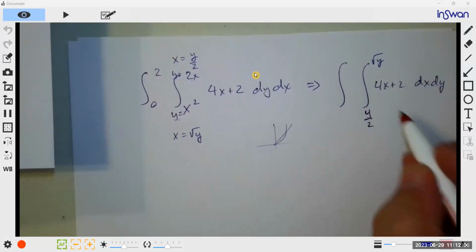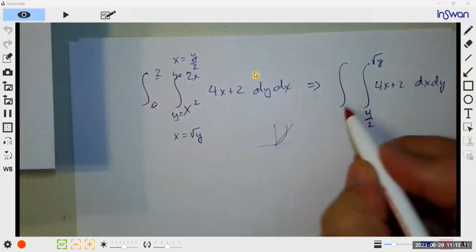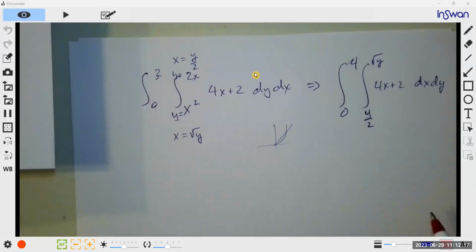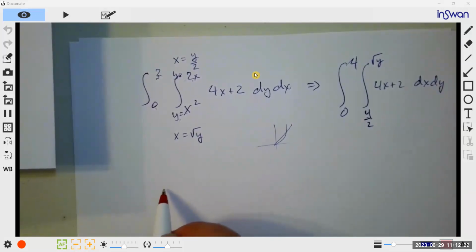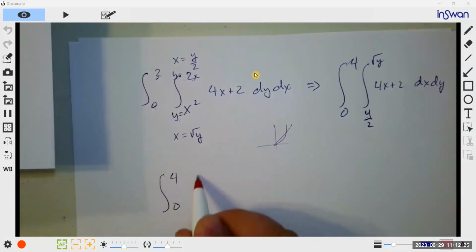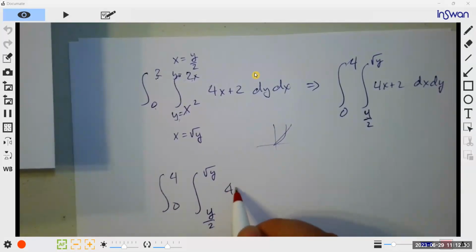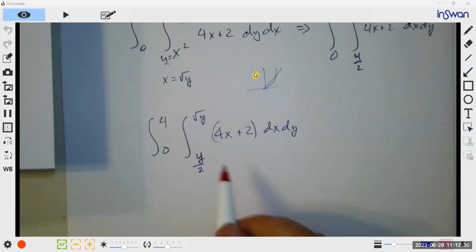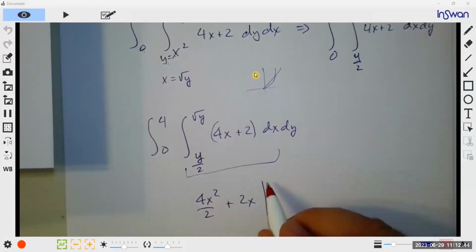And the bounds again, now, since our x's were from 0 to 2, if I put 0 in there, it's 0. If I put 2 in there, it's 4. So let's integrate this one now. dx dy.